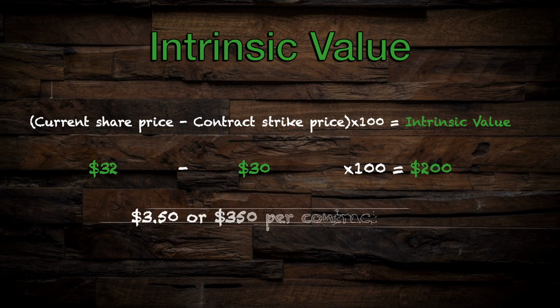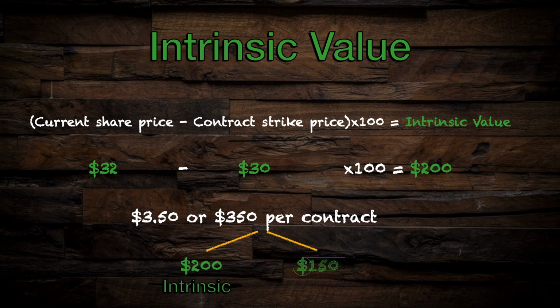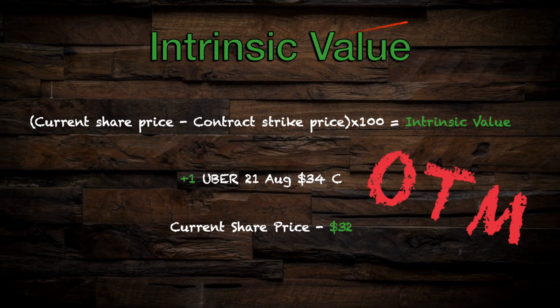If the contract is currently trading for 3.5, or rather $350 per contract, then $200 of that value is intrinsic, and the remaining $150 of that value comes from extrinsic sources like time, volatility, and probability. If the strike of your call was instead at $34, then your option would be out of the money, because there's absolutely no reason for you to choose to exercise your option and spend $3,400 to buy 100 shares when you could just purchase the stock on the open market and save yourself $200.